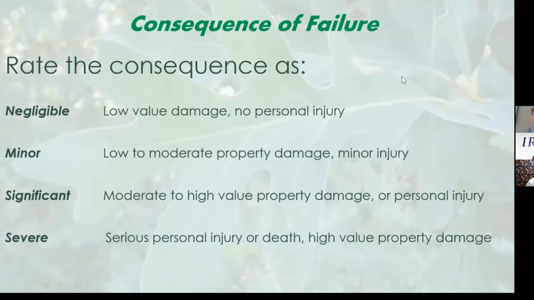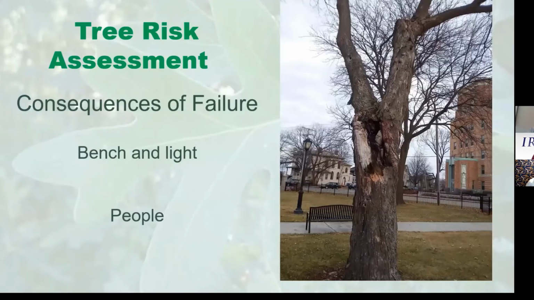So let's look at the consequences of failure. Negligible is low property damage, really no injury at all. Minor means low to moderate property damage, and minor injury. Significant is moderate to high property value and a personal injury, and then severe is serious personal injury or death, high property value damage.